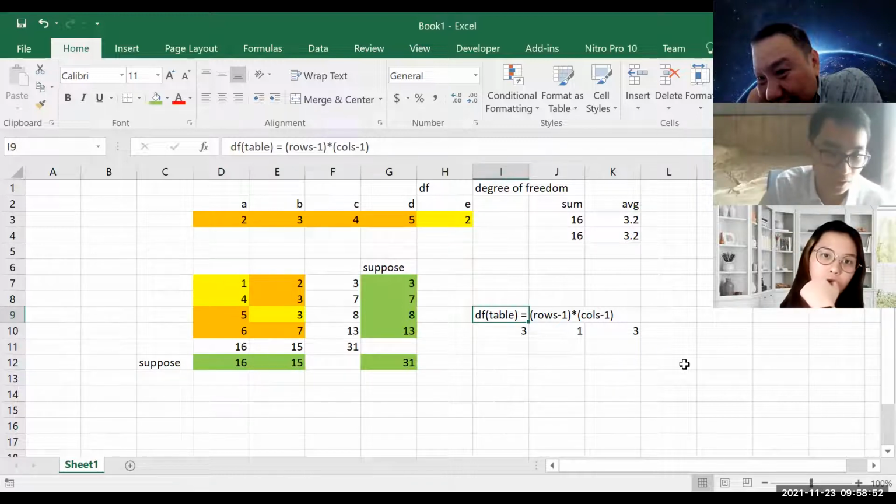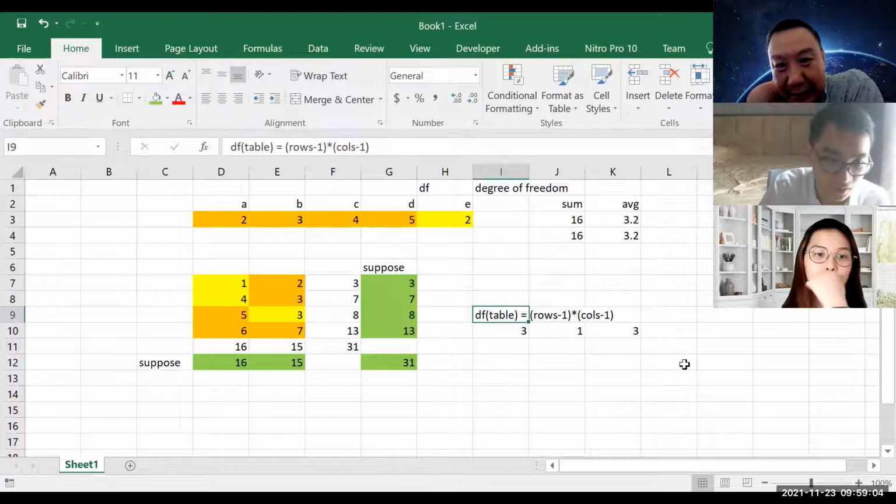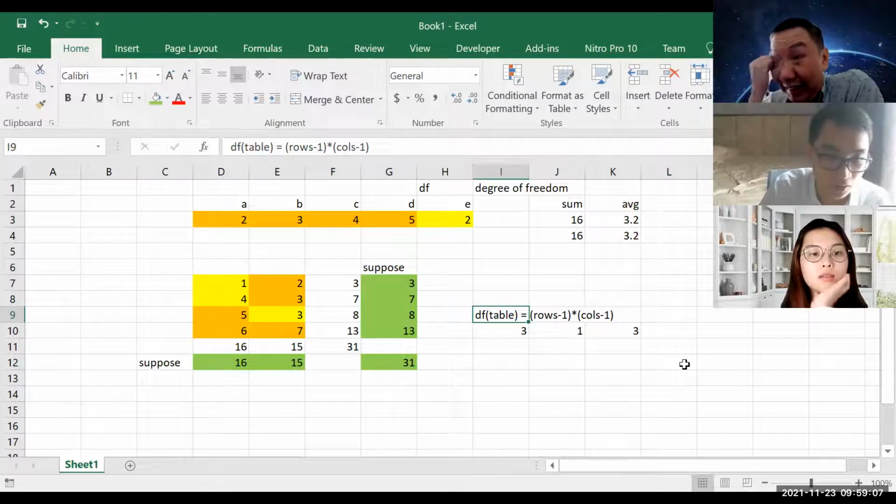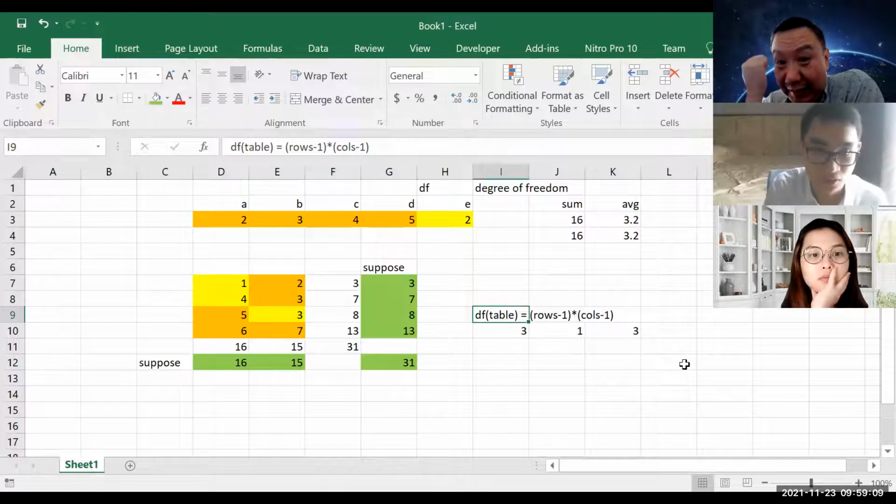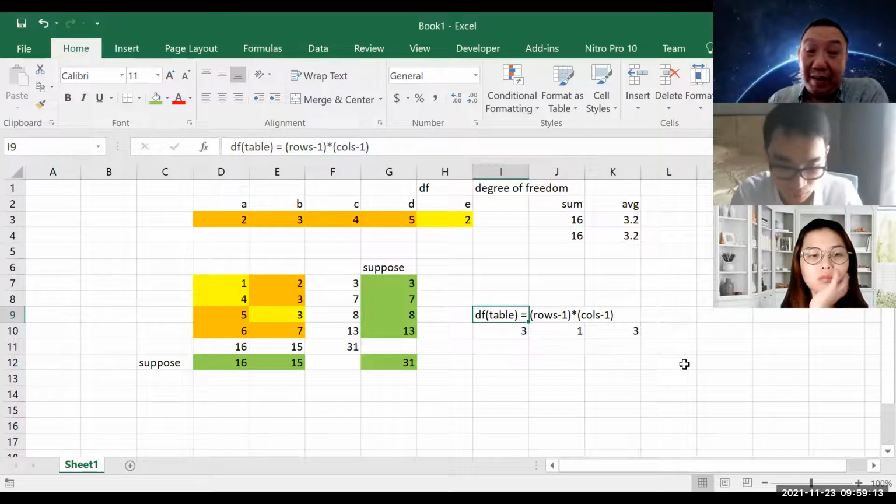So the degree of freedom is how much you can change a cell with some constraints. For example, this one, the sum has to be 16, and the sum on the row has to be 3. Yeah. Correct.